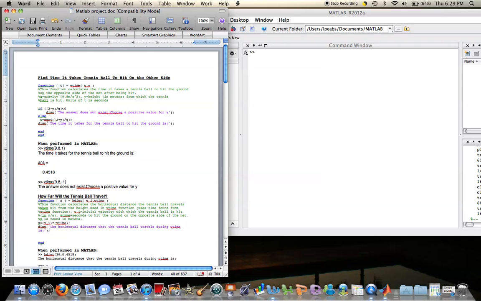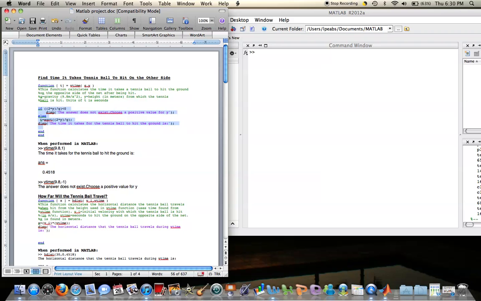I called this function vTime, and like I said, this function calculates the time it takes the tennis ball to hit the ground on the opposite side of the net after being hit. Here, G stands for the force due to gravity, which is always 9.8 meters per second squared, so that does not change. Y is a constant. It's the height in meters from which the tennis ball is hit, so you'd have to measure from what height you're hitting it. And T is in seconds when it's found.